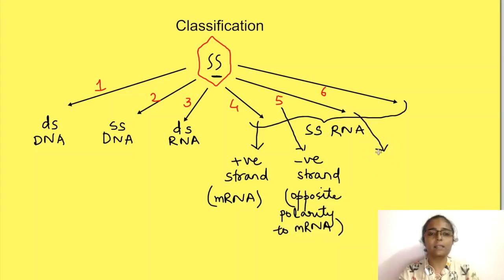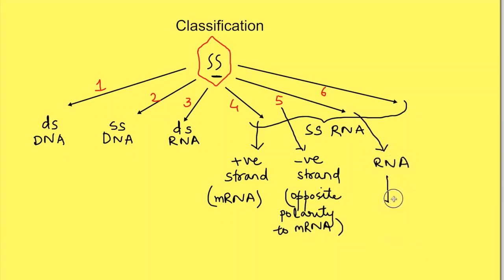In the sixth class, single-stranded RNA viruses are there, but these viruses have the capability to synthesize DNA from their RNA since they possess an enzyme, reverse transcriptase.